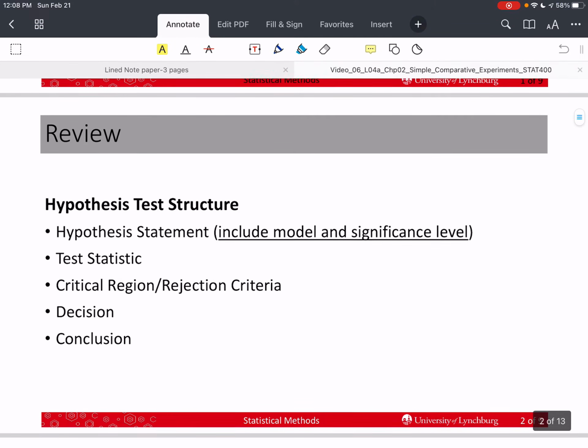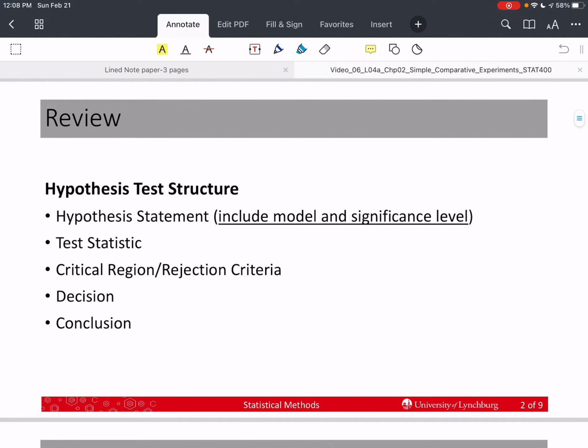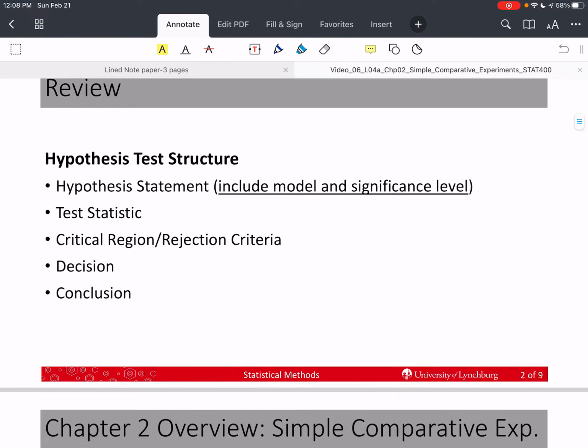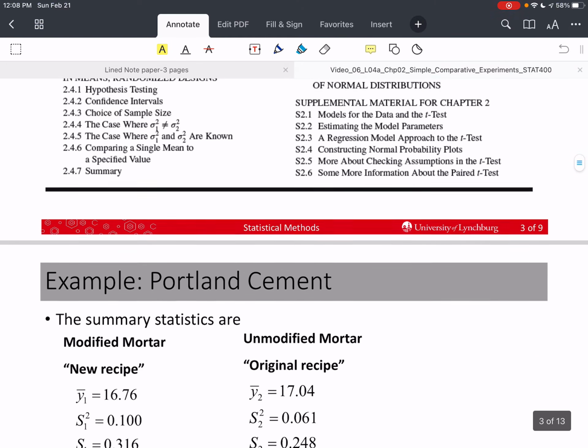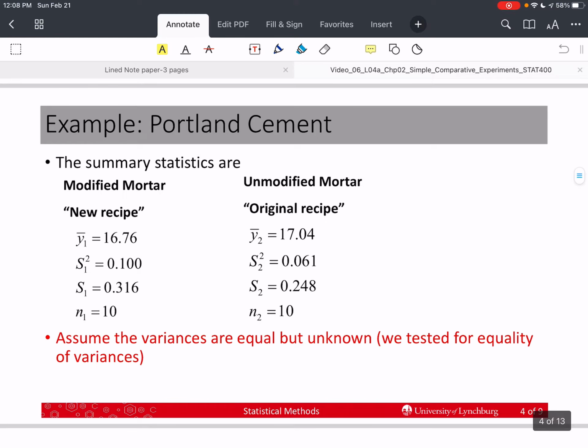So last time we talked about the hypothesis test, and we actually did an example with our Portland cement example, or Portland mortar example. And we used all 5 steps, and we were very clear in all of those steps. And that's the way homework needs to be done. So today we're going to continue, but we're going to look at this in a different manner. There are different assumptions that can be made depending on the situation. In real life, you would only choose one of these methods. Only one would be the correct method to analyze this.